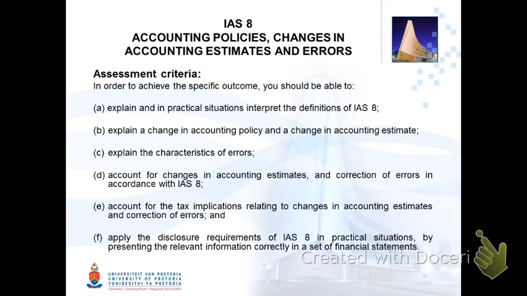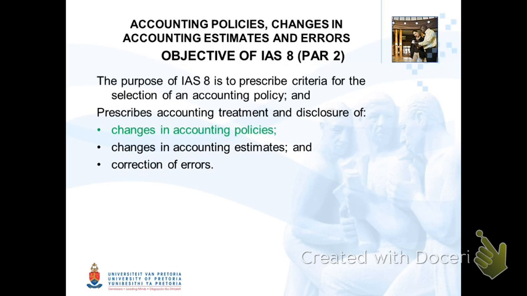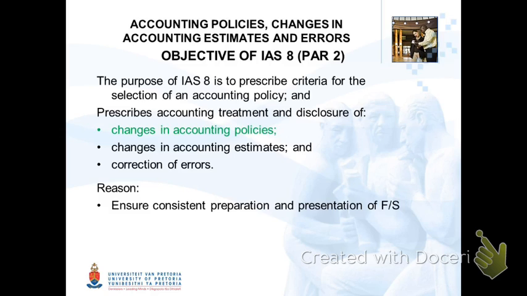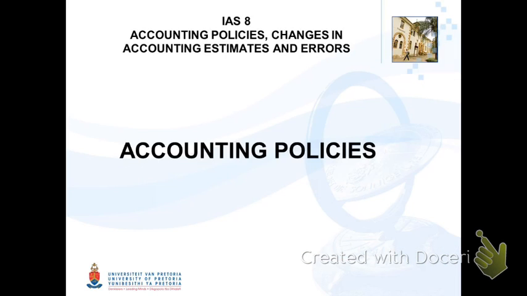these two items. The purpose of IAS 8 is to prescribe the criteria for the selection of an accounting policy and prescribe the accounting treatment and disclosure of, firstly, changes in accounting policies, changes in accounting estimates, and then correction of errors. The reason we do this is to ensure consistent preparation and presentation of financial statements and to enhance the comparability of an entity's financial statements with previous periods as well as comparability with other entities.